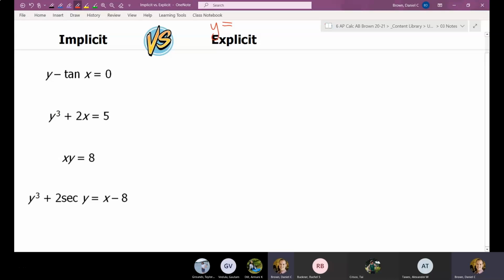So when it comes to implicitly defined functions, like this first one, y minus tangent x is equal to 0, that is considered an implicit function. We can rewrite that one a lot easier by moving the tangent over to the other side, and I would have y equals the tangent of x. That is a lot more friendly to take the derivative of. We know that the derivative of tangent is secant squared.